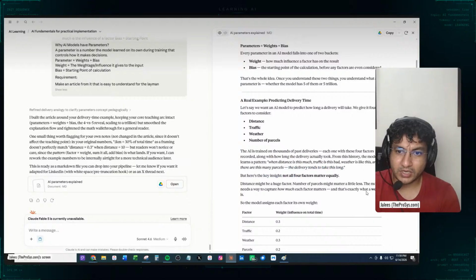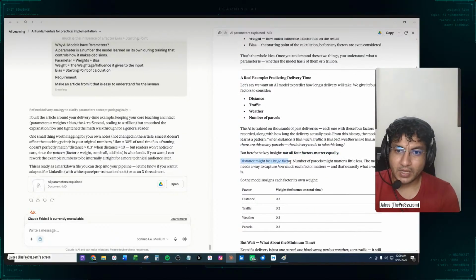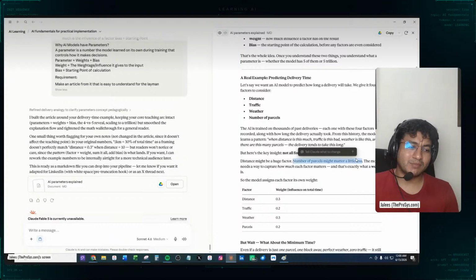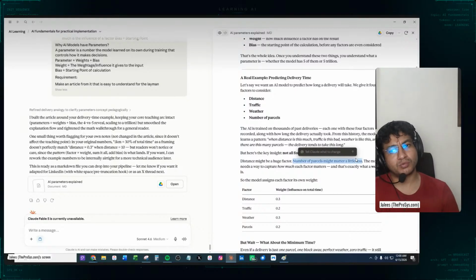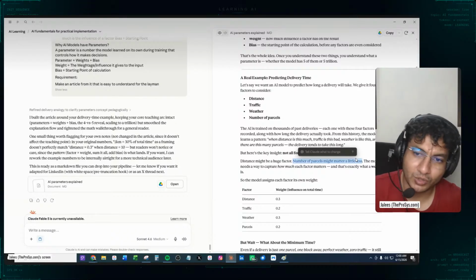But here is the key insight: not all four factors matter equally. Distance might be a huge factor, while the number of parcels might matter a little less. Okay, yep. Distance can be a huge factor, but for the number of parcels, if it takes 10 minutes to unload 10 parcels, then unloading 20 will take only 5 minutes more, or even less.